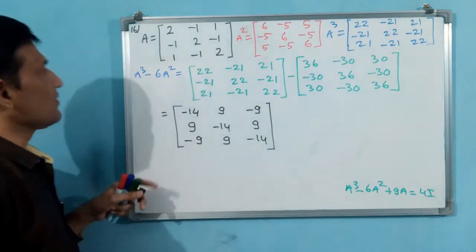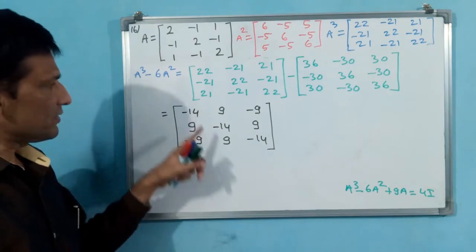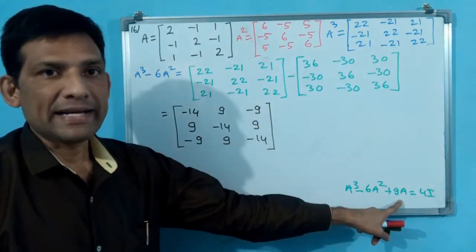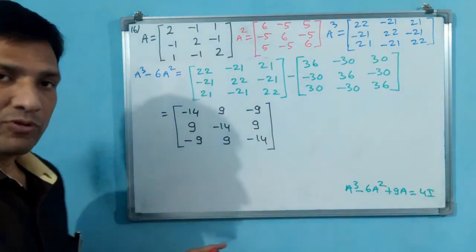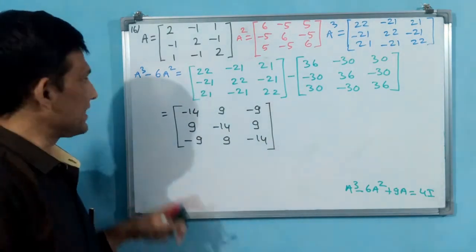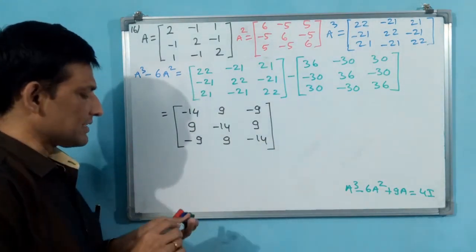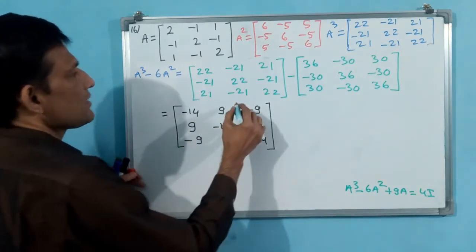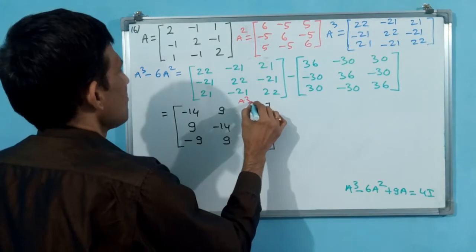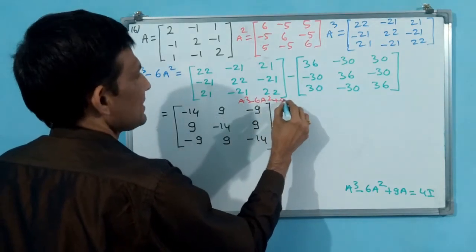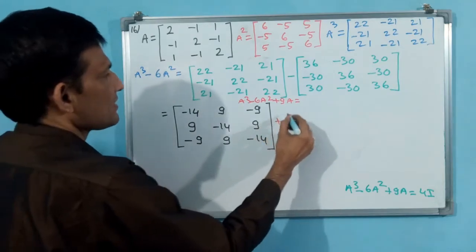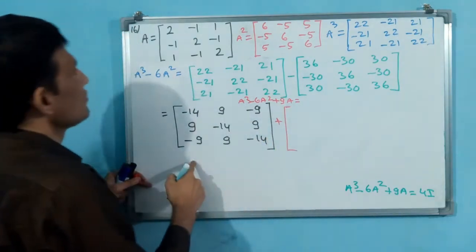Okay, you see now, the A cube minus 6A square value is this one. Now 9A we have to add this. Okay, what I am doing, I am directly adding, but you don't add directly, you write again. A cube minus 6A square plus 9A is equal to, I am adding this 9A to this one.